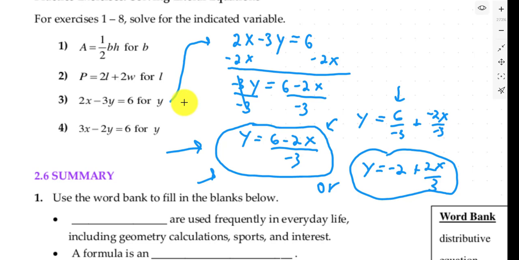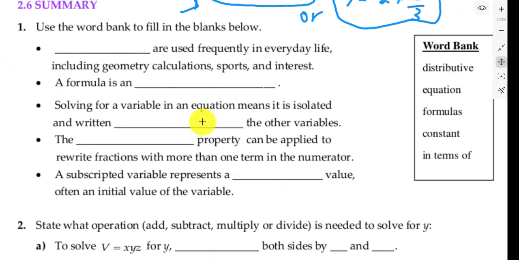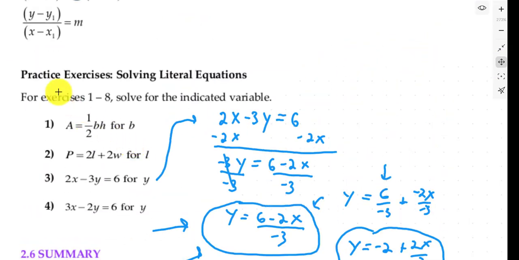So anyway, I hope that helps. Again, this was a short lesson. Go through the summary, you know, make sure you're comfortable filling in the blanks. Any of the practice problems that we did not do, do them on your own and check your answers in the back of the book. Okay? Thank you for watching.